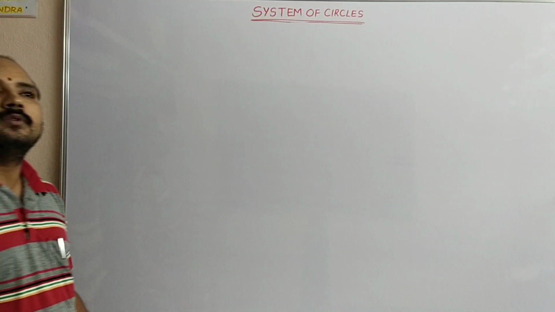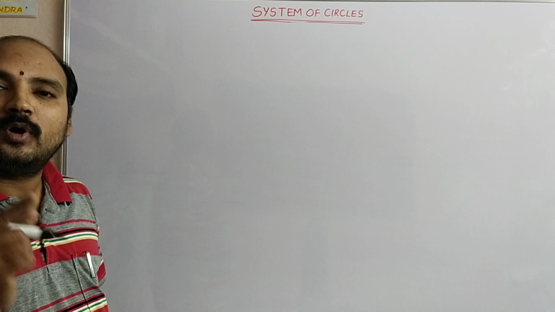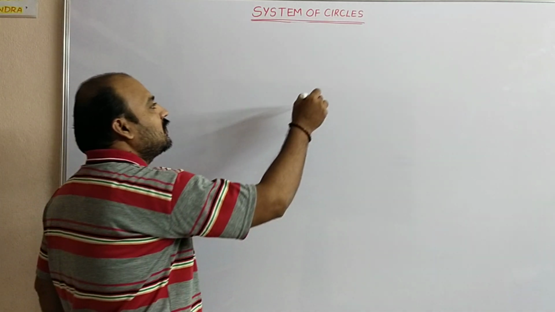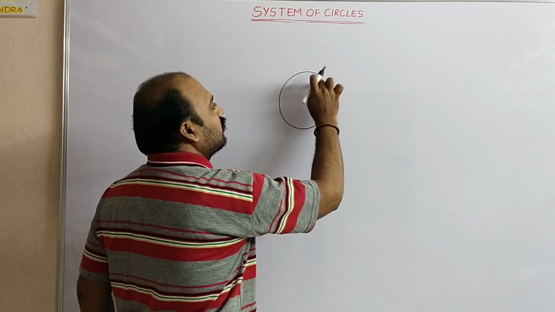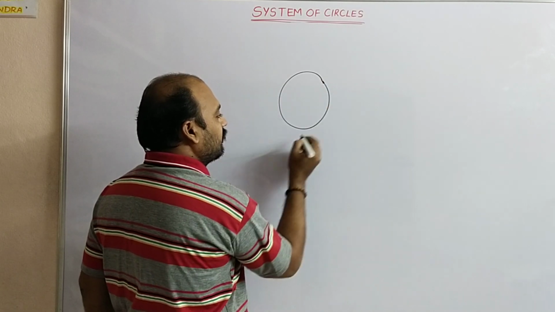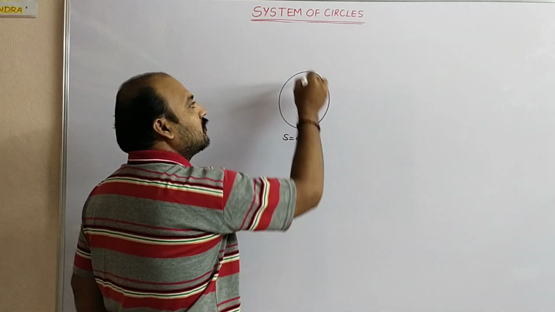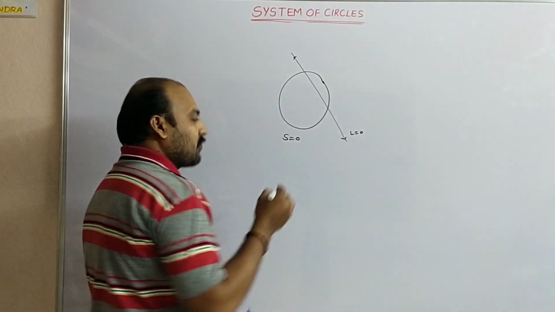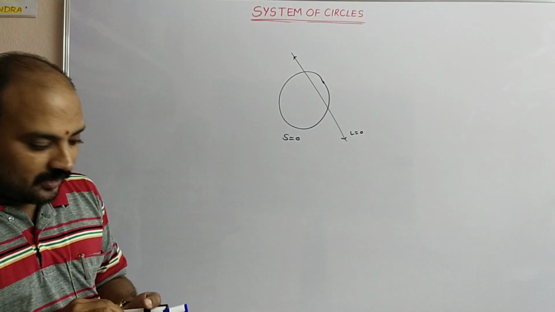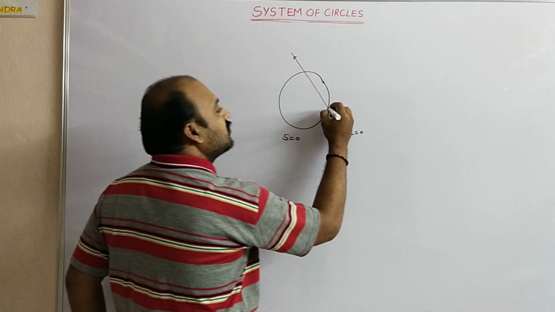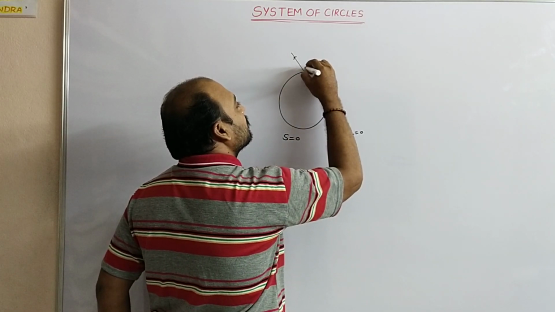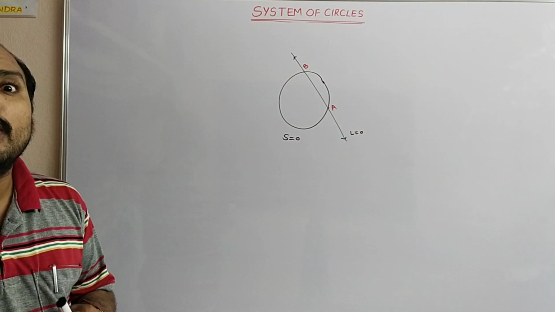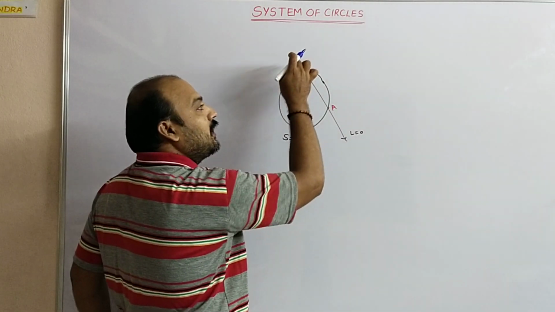The next one, the equation of circle passing through the point of intersection of line and circle. See here, this is the circle equation, S is equal to 0. This is line, L is equal to 0. These two, circle and line, are intersecting at the points A and B. So here, the equation of circle passing through the point of intersection of line and circle.